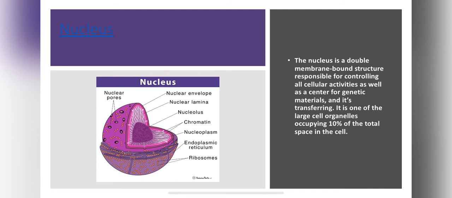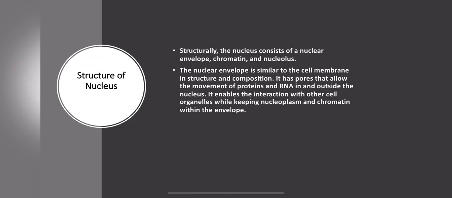The next one is nucleus. The nucleus is a double membrane bound structure responsible for controlling all cellular activities as well as a center of genetic material and its transfer. It is one of the large cell organelles, occupying 10% of the total space in the cell. Structure of nucleus. Structurally, the nucleus consists of a nuclear envelope, chromatin, and nucleolus. The nuclear envelope is similar to the cell membrane in structure and composition. It has pores that allow the movement of proteins and RNA in and outside the nucleus. It enables the interaction with other cell organelles while keeping nucleoplasm and chromatin within the envelope.